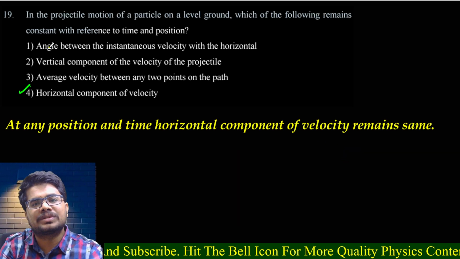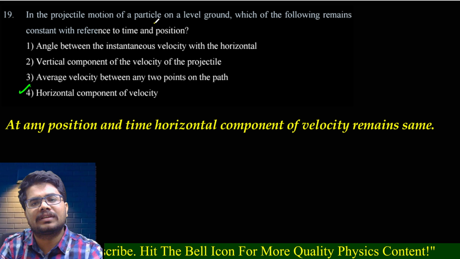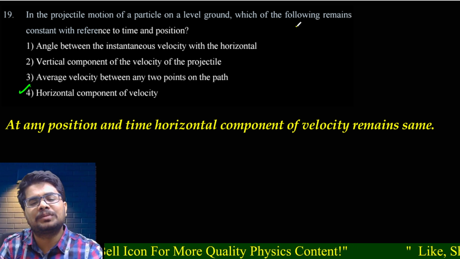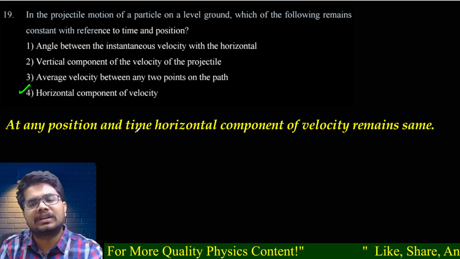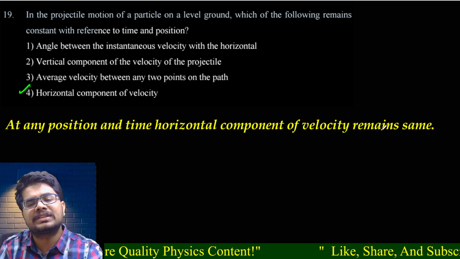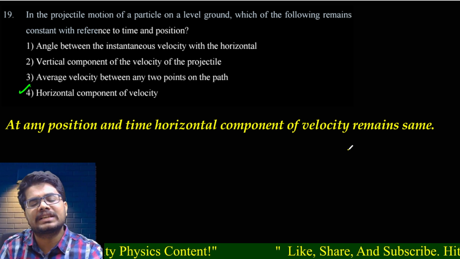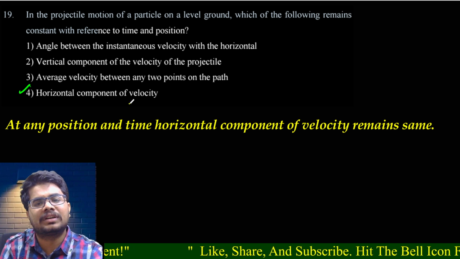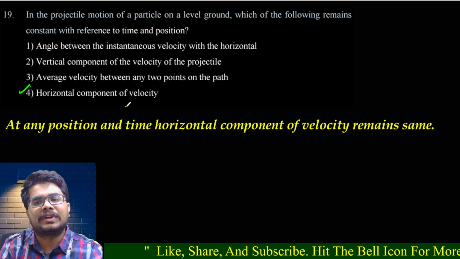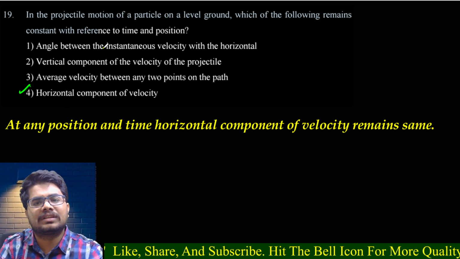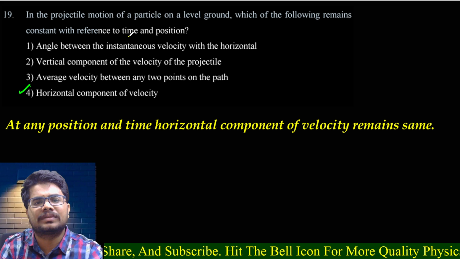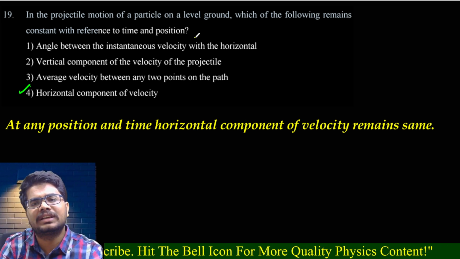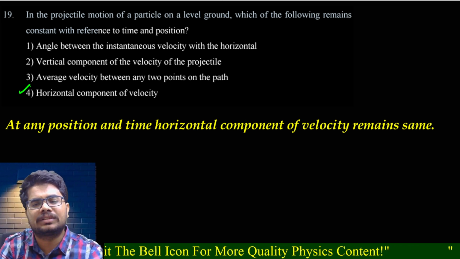Fine. If you go to this question: in a projectile motion of a particle on level ground, which of the following remains same? In projectile motion, at any position or time, the horizontal component of velocity remains the same for a projectile. Why? Because horizontal acceleration is 0, so velocity should be constant. That's why the horizontal component of velocity should be constant with respect to time variation. So horizontal velocity only. Yes, not incorrect, I think. This is correct only.